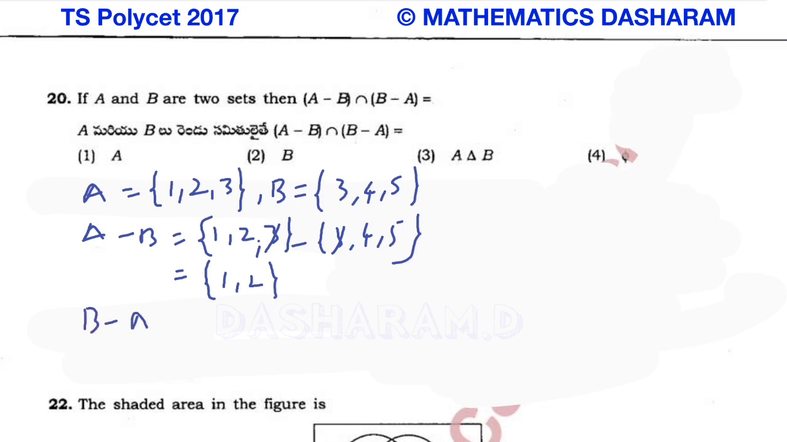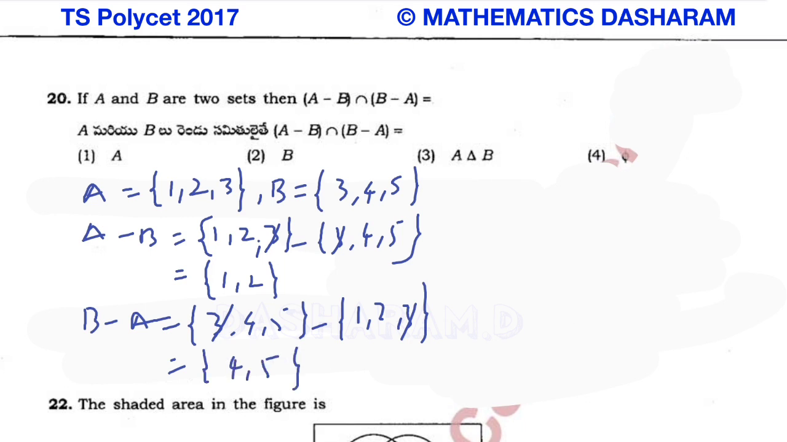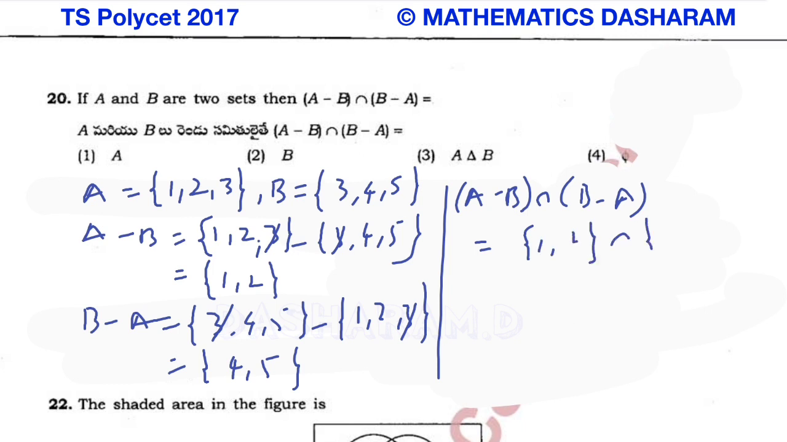Next, B minus A. First the B set 3, 4, 5. Next the A set 1, 2, 3. Cancel the common elements and write the remaining elements from the first set. Now A minus B intersection B minus A equals: A minus B answer is 1, 2, intersection B minus A answer 4, 5. Intersection means common elements. So there are no common elements. So it is the empty set. Option 4 is correct.